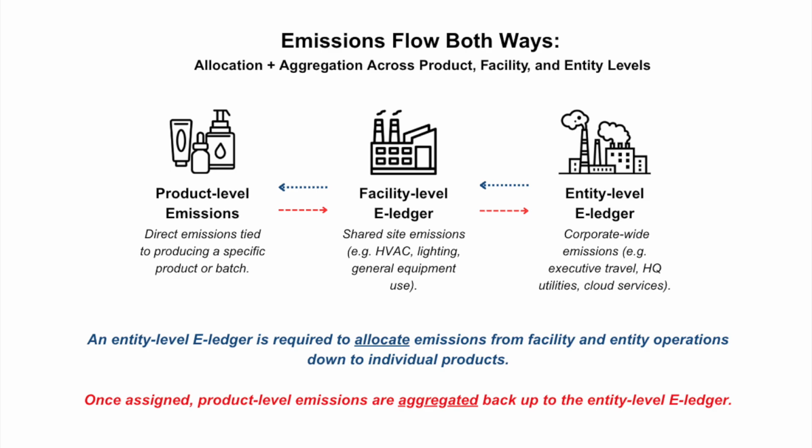Yes. Now, the beauty of the system is that it is reversible in the sense that once you have the product level emissions, then you can aggregate up all the product level emissions to the entity level ledger. But at the same time, in order to get the product level emissions, you need to have the entity level ledger. So that's the connection between the two. But sorry, Bob, go ahead.